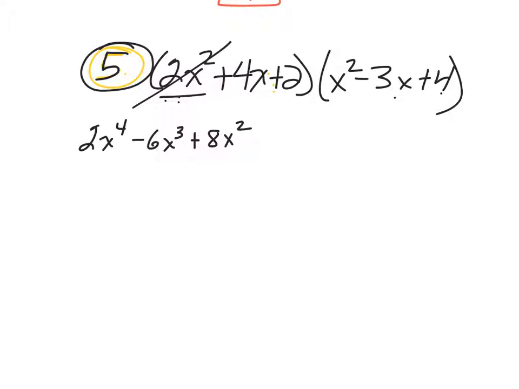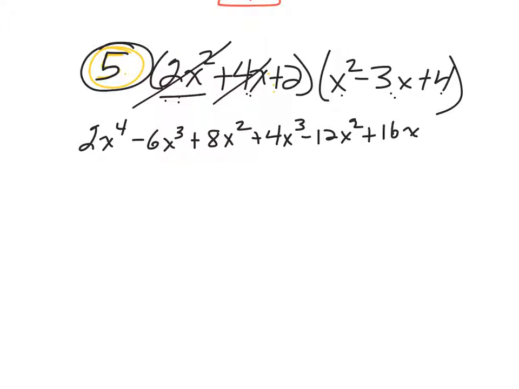Let's take the 4x through. 4x times x squared is 4x cubed. 4x times negative 3x is negative 12x squared. 4x times 4 is 16x. Done with the 4x. Let's take the 2 through.